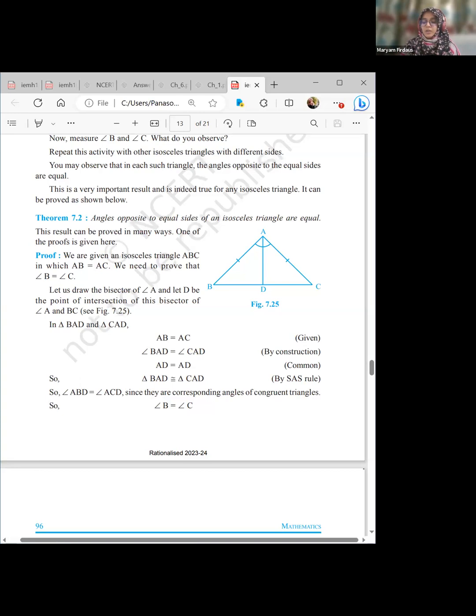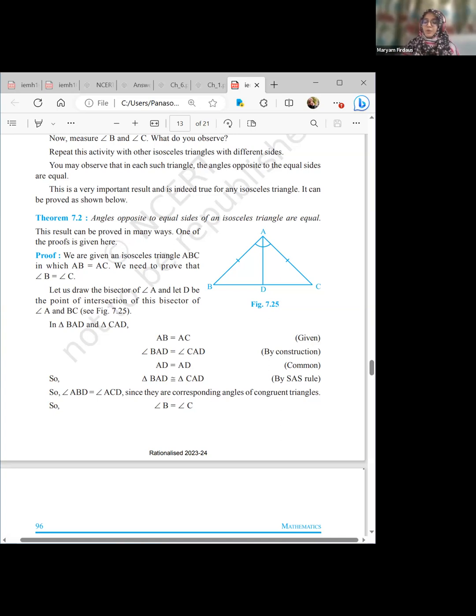So we are going to do a theorem. Wait, don't write it yet. The theorem says angles opposite to equal sides of an isosceles triangle are equal. What does this mean?